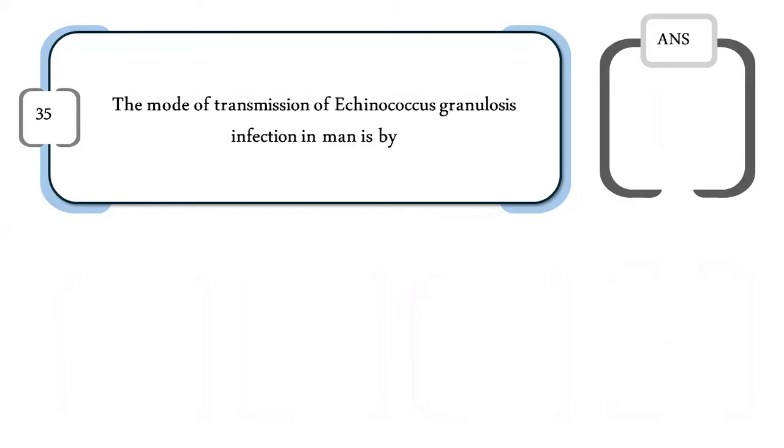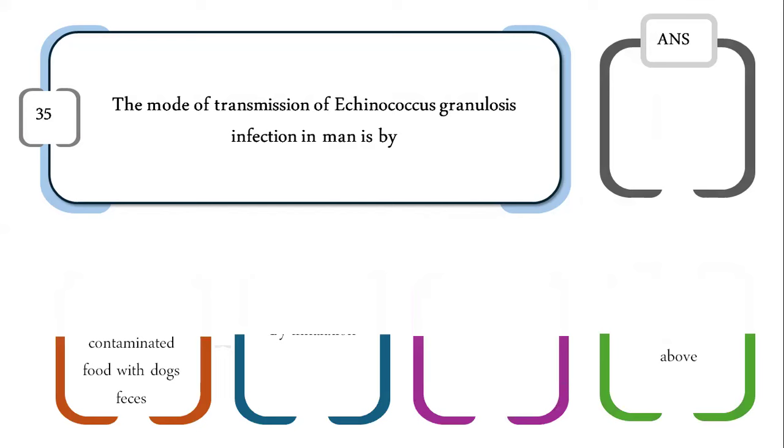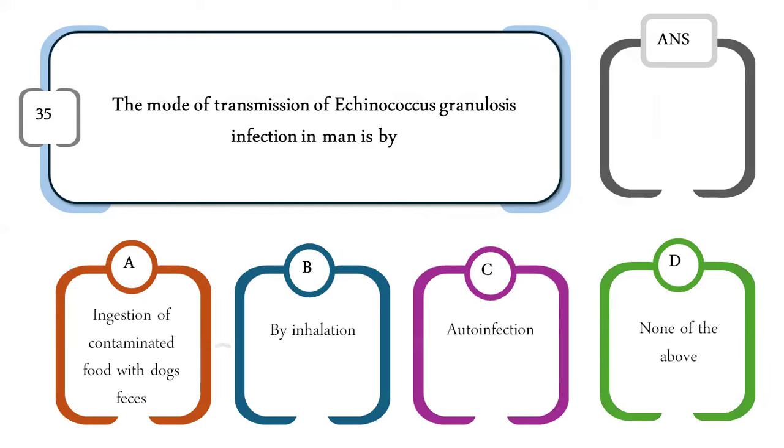Next question, the mode of transmission of Echinococcus granulosus infection in man is by option A, ingestion of contaminated food with dog feces. Option B, by inhalation. Option C, autoinfection. Option D, none of the above. Echinococcus granulosus causes Hydatid disease in humans. It is transmitted by ingestion of contaminated food with dog feces.